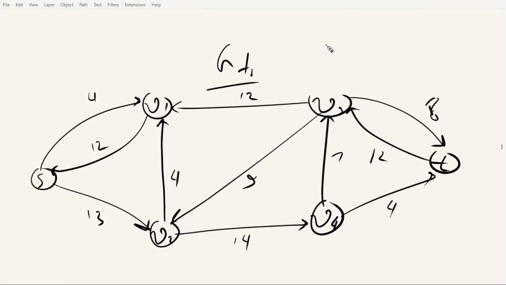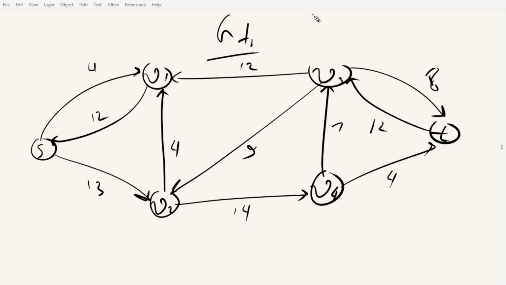So here also we do the same thing. First find an ST simple path, then augment the path. So now we can find another path like S, V2, V4, T. So here the bottleneck is among 13, 14, 4. 4 is the bottleneck along this path.